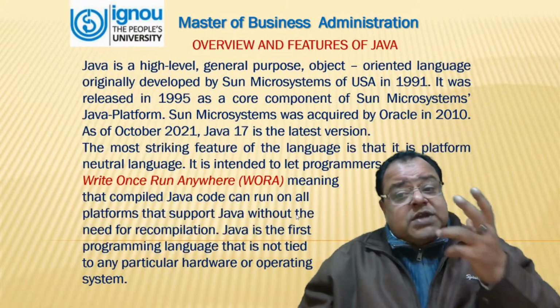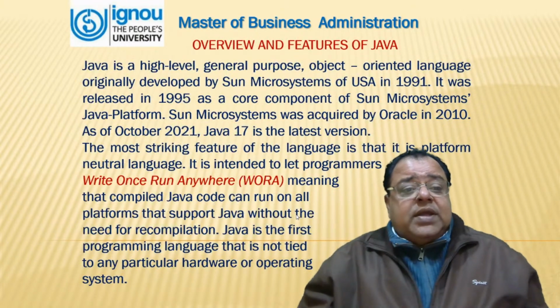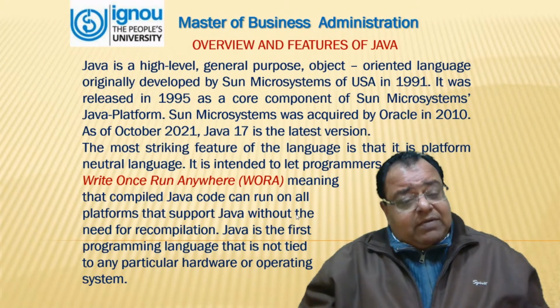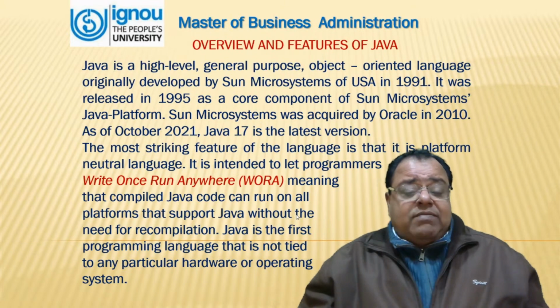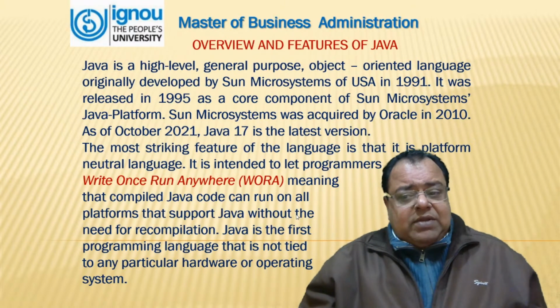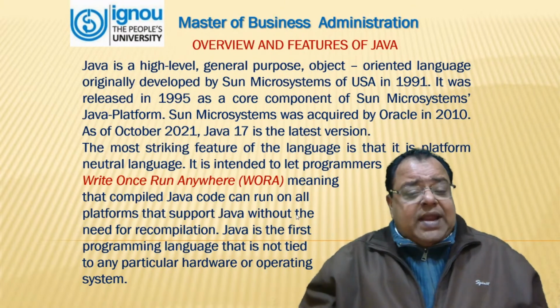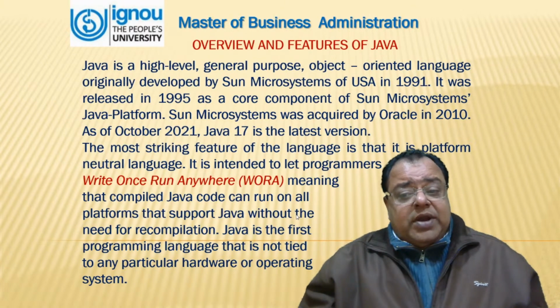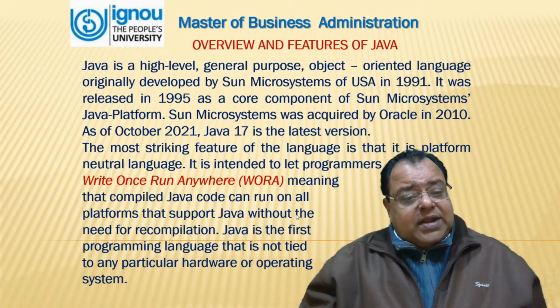Overview and features of Java. Java is another language. Java is a high level, general purpose, object oriented language originally developed by Sun Microsystems of USA way back in 1991. It was released in 1995 as a core component of Sun Microsystems Java platform. Sun Microsystems was acquired by Oracle in 2010.